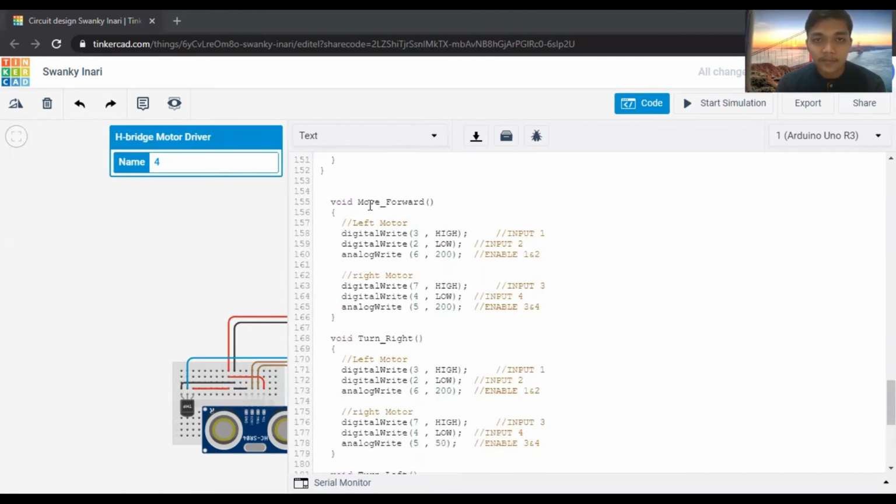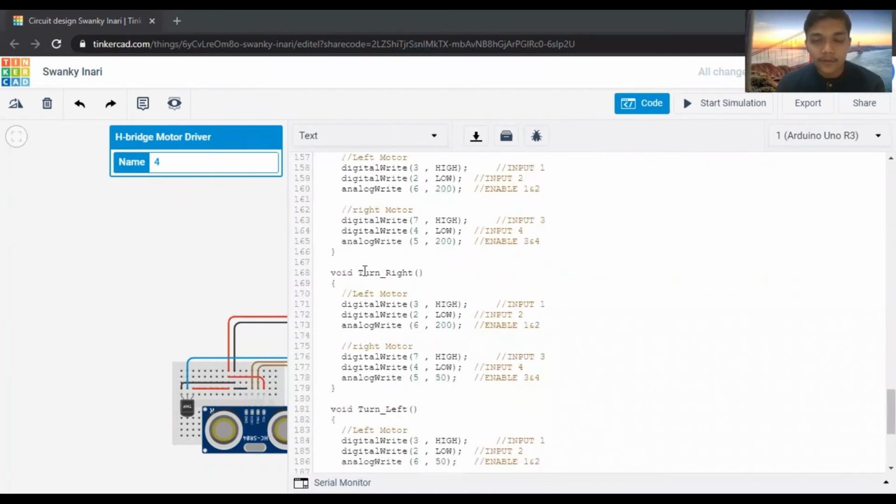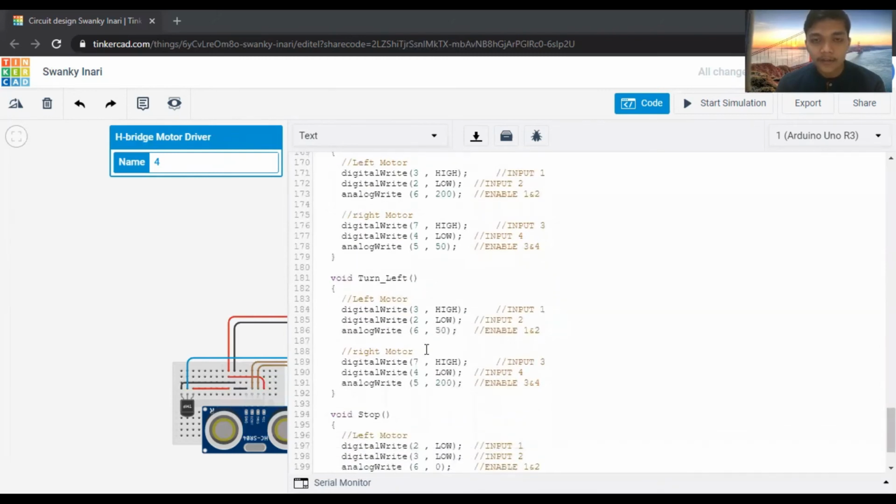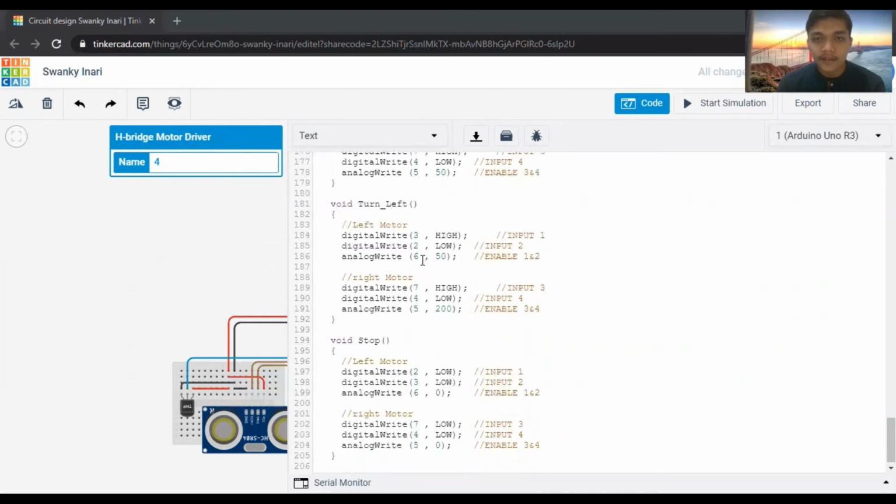First is void move forward. We declare all the pins and the speed for the motor. To turn right, the left motor will be faster than the right motor. And to turn left, the right motor will be faster than the left motor. And then lastly is void stop for the robot to stop, where both motors are at 0. Okay, that's all from me.